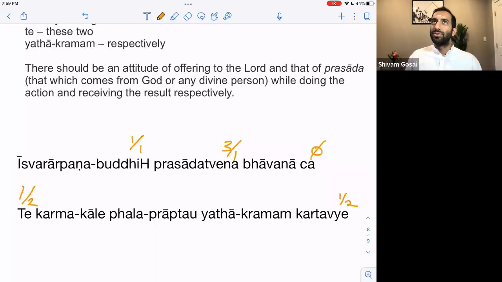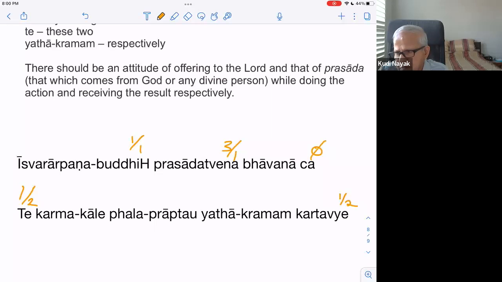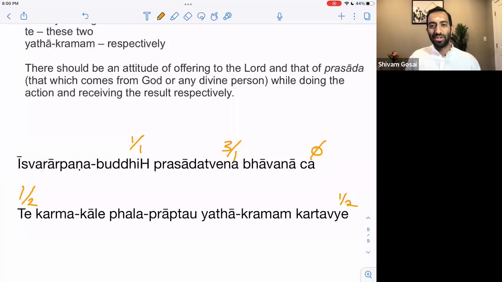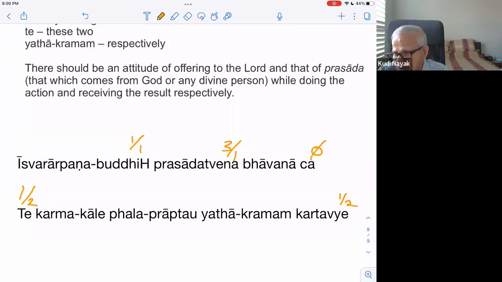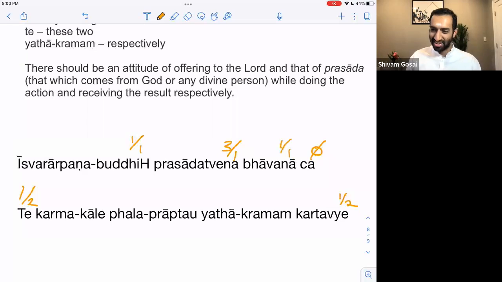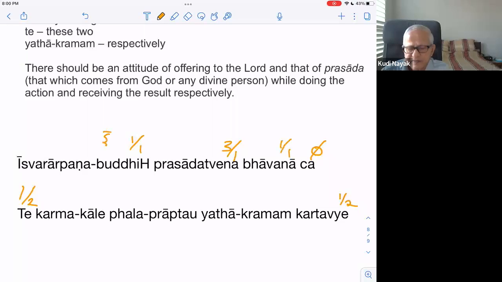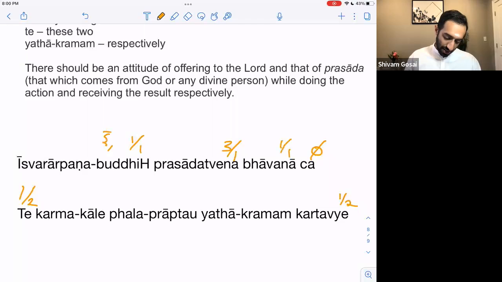If you met a person named Bhavana, do you think they're masculine or feminine? Feminine. So this is a feminine word, like Ganga, a 1-1. Perfect. So Ishwarapana buddhihi is like Hari, so Ikaranta. Gender, we can say Pulinga.